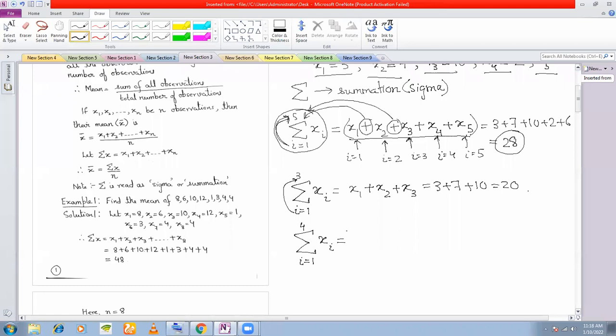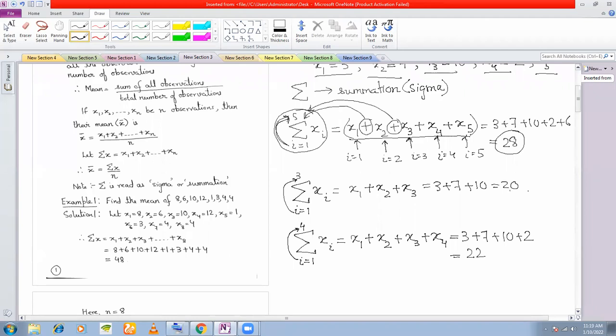Okay. So you have summation i is equal to 1 to 4 xi. So i will run from 1 to 4. First you will have x1 plus x2, then you will have x3, and finally you will have x4. So this means the value of x1 was 3, x2 was 7, x3 was 10, and x4 was 5. So this is 22. Are we clear with the summation sign or the sigma notation?